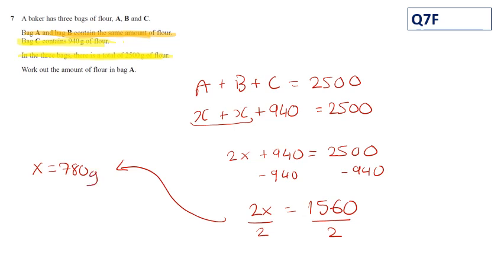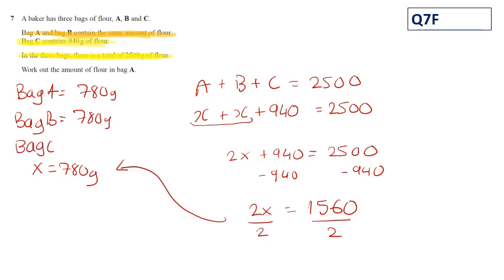780 grams. So that means in bag A, I have 780 grams. In bag B, I have 780 grams. And in bag C, I've already been told in the question, I have 940 grams of flour. So in bag A, I have 780 grams.